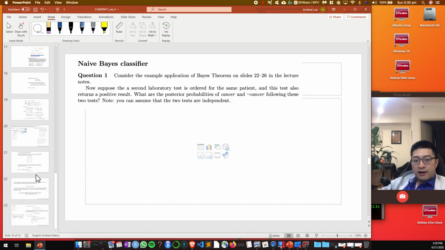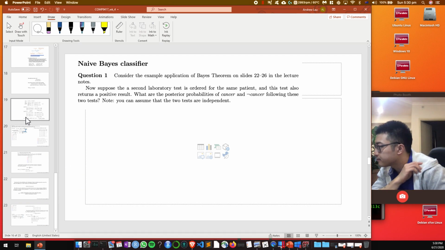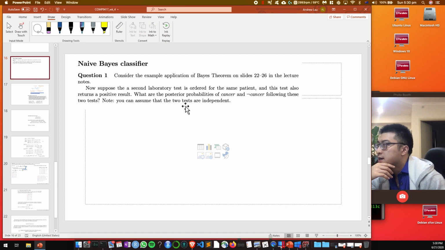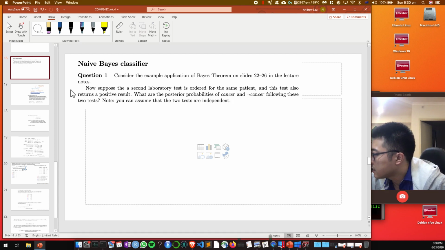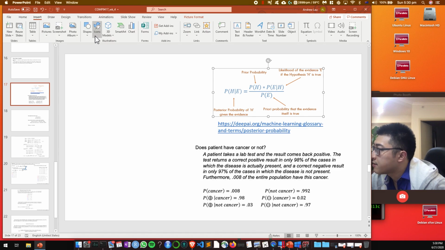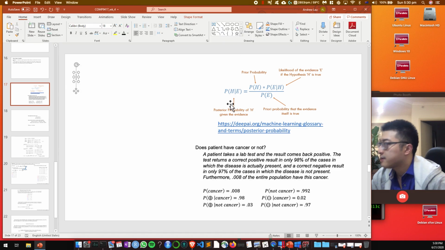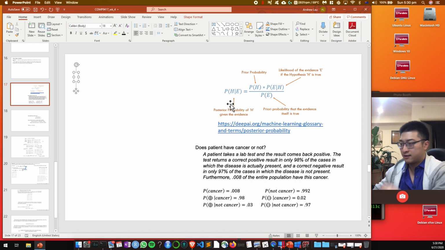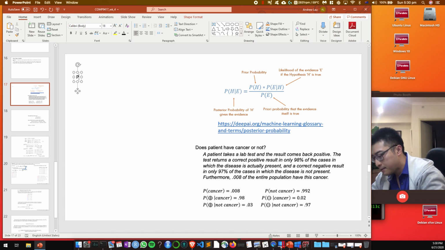Cool. Let's talk about our tutorial questions. Question 1: let's consider the Bayes theorem applied to the cancer example on slides 22 to 26 of the lectures. This is our Bayes theorem, and this is our question. I think there's a couple of ways to think about it. We can just apply it blindly, which is not the end of the world, and I'll give you a bit of intuition as to how to go about doing it. But remember the Bayes theorem.